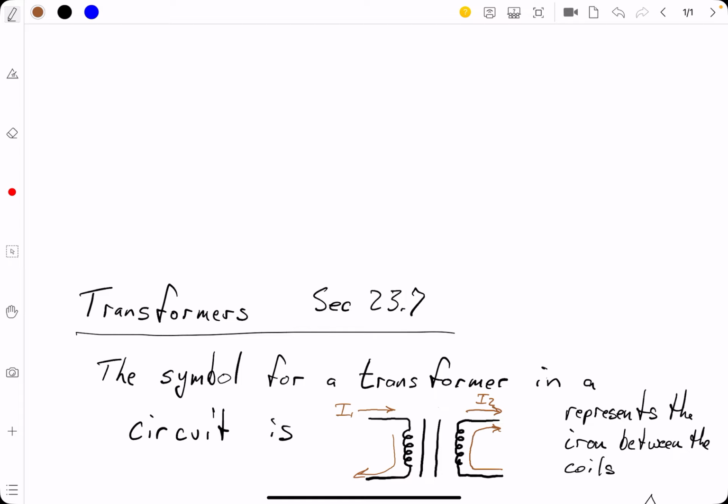But what that means is also the voltage going in, so we could call this V1, from this point to this point, is different than V2 from that point to that point. So a transformer will change our voltages.